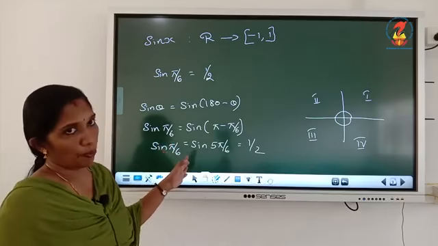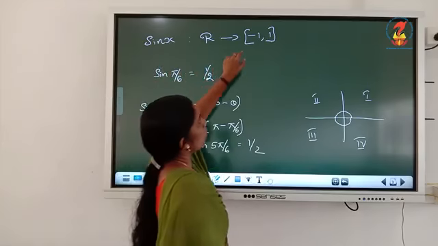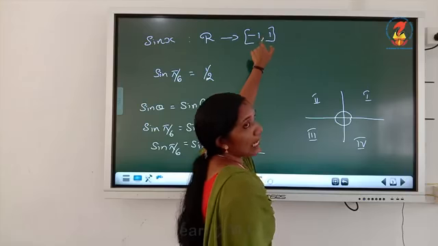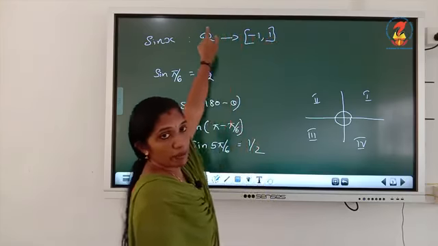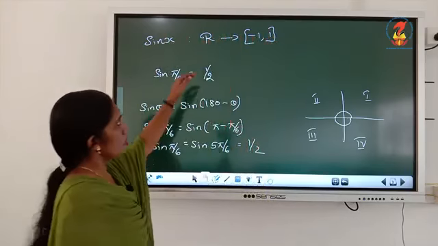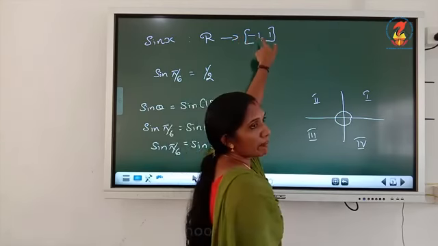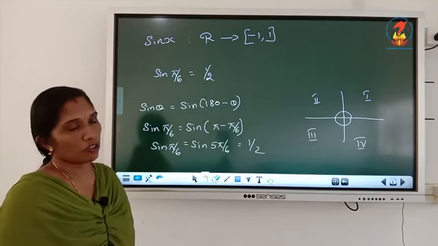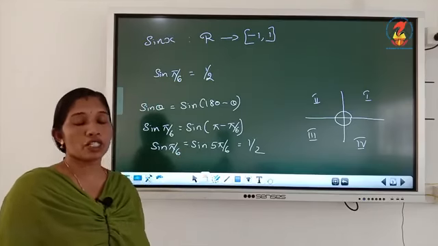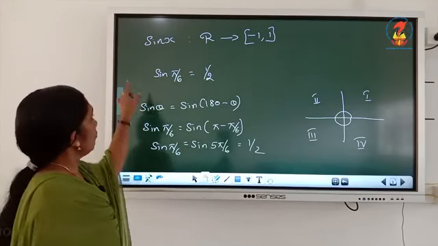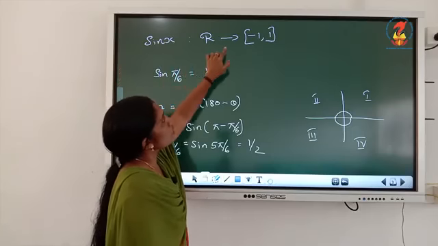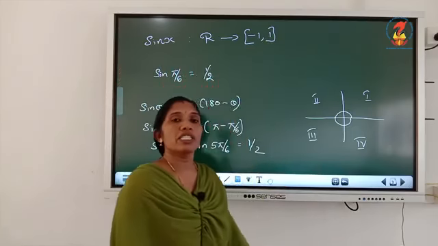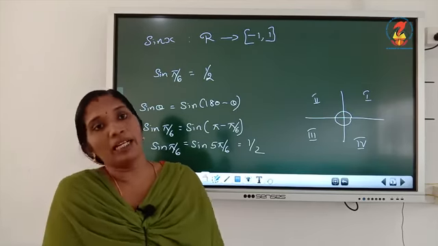Is it onto? That we can say, it is onto. Onto means for every element in the second set there must be a pre-image. That is possible for every element in minus 1 to 1; we can find a pre-image in R. So the function is onto but it is not one-one. So if we consider sin x from R to minus 1 to 1, the function is not invertible.